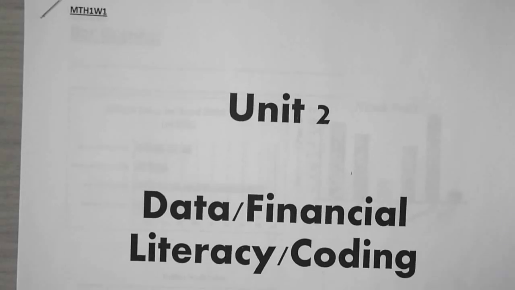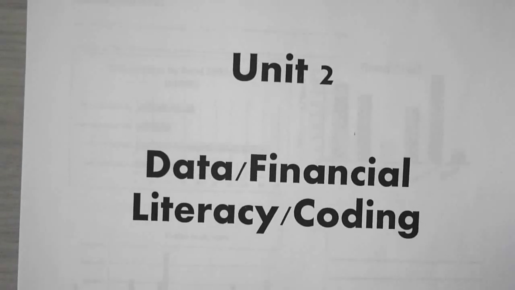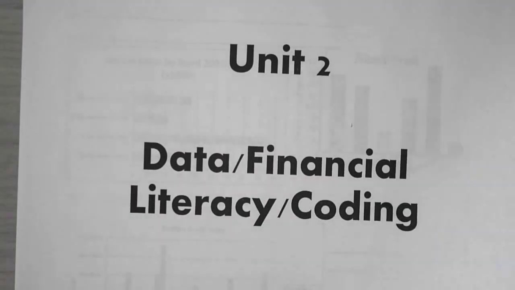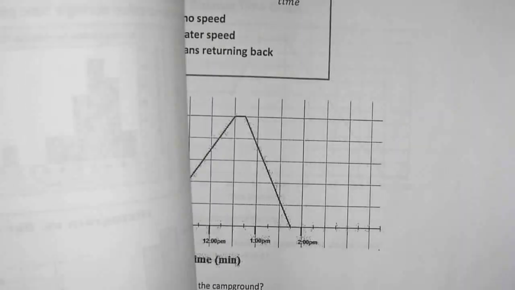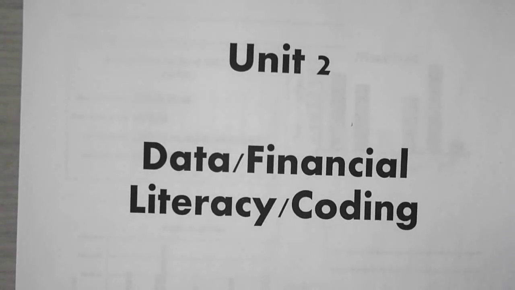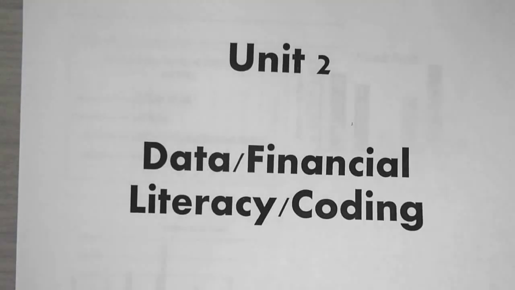In this unit, it's Unit 2. It is Data, Financial Literacy, and Coding. It's kind of a bunch of little topics that go together well in terms of the idea, but there's a few little bounces. We're doing a lot of graphing. So if you look here, it's this idea of graphing and data. So Unit 2 covers a few little things.